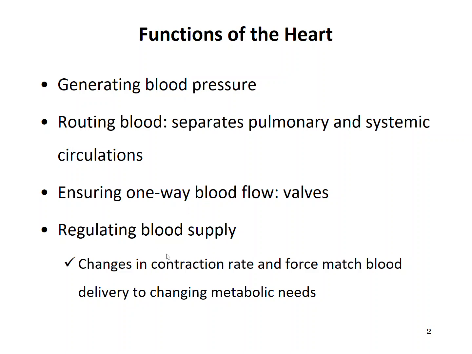And also, based on the metabolic need of the different tissues and organs, this blood supply has to be regulated. So in this course and the subsequent one, which is the circulation system, we are discussing all these topics: generating pressure gradient and the mechanism of the blood circulating through the pulmonary and systemic circulation.